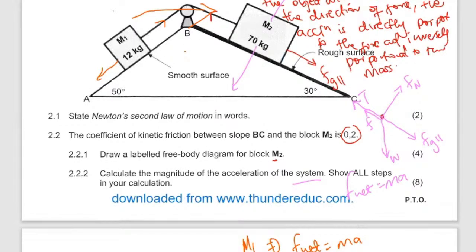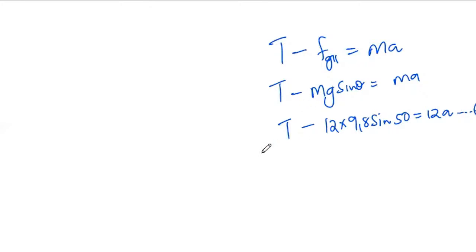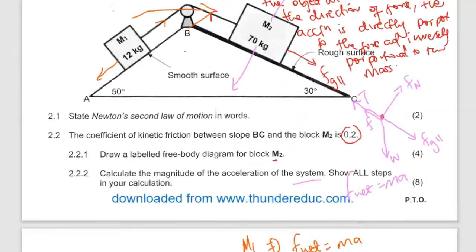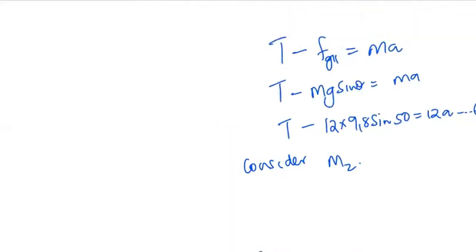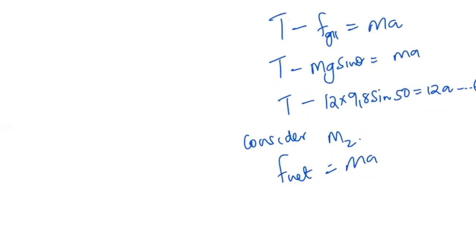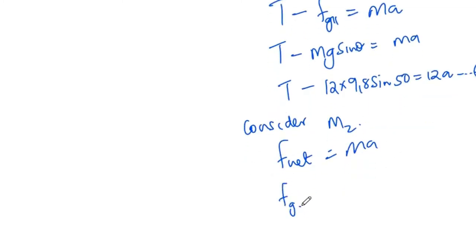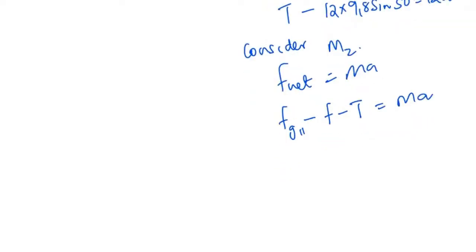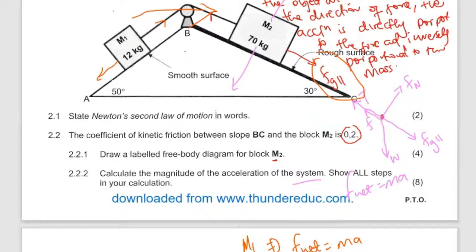Then when I look at M2, and consider M2, so the FG parallel is going to be greater. So I have my F net is equal to MA, which means my FG parallel minus the frictional force minus the tension must give me the MA. Okay, so what is the mass of this body? It's 70.